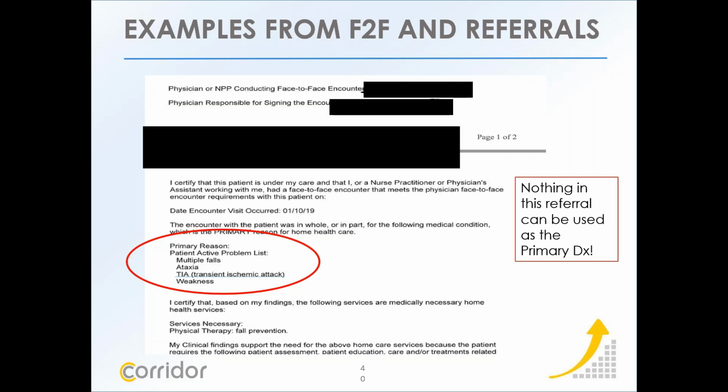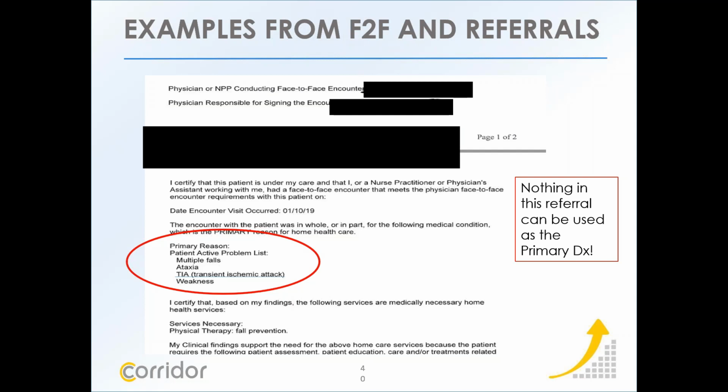We're not allowed to code a mini stroke or TIA in home care because it is too acute. They're saying there's nothing we can do in home health to treat that patient. If you go there and the patient's having a mini stroke, we have to call the emergency department and get them to the hospital. Nothing we can do in home health can treat that. So they tell us we can't code that. The only other things we have on this patient are multiple falls, ataxia, and weakness. All of those are non-acceptable.